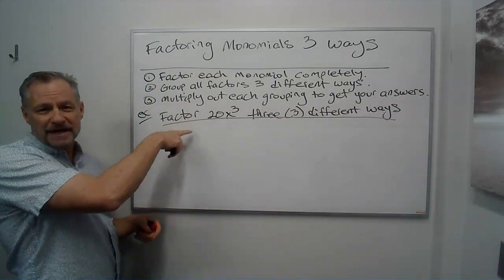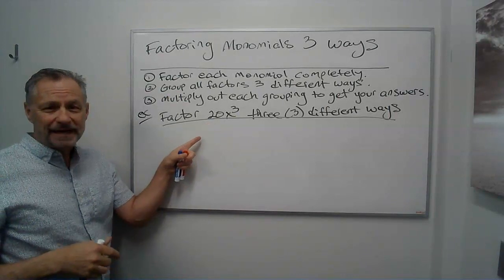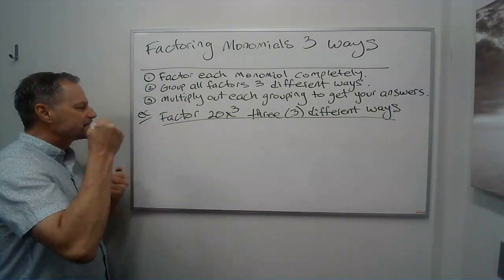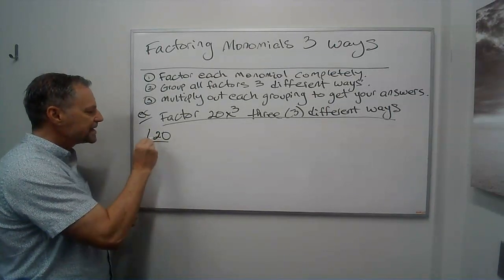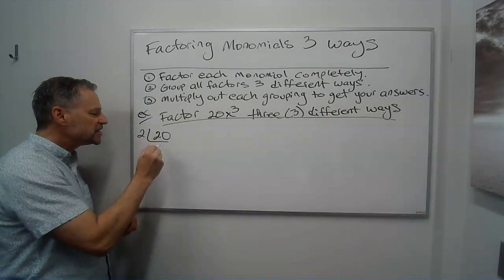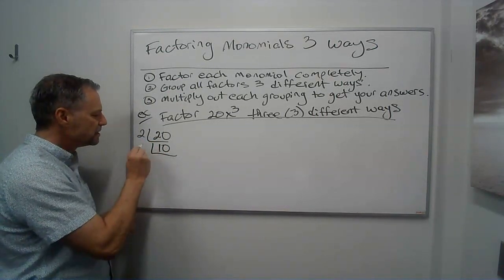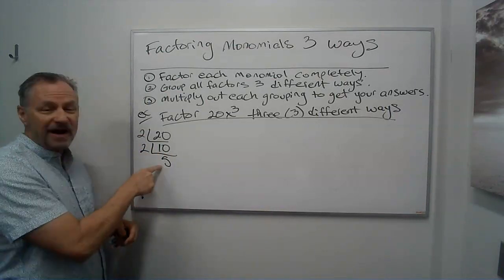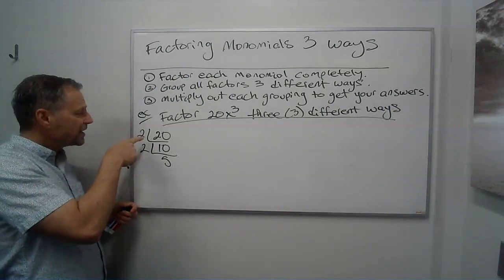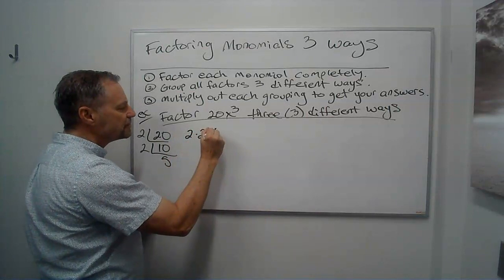I want to factor 20x to the third three different ways. The first thing I'm going to do is factor out 20. I've got a video where I show how to break these numbers down. So 20, 2 goes into 20. I'm looking for a prime number that goes in there. 2 goes into 20 10 times, and then another prime number, 2 goes into 10 5 times. 5's prime, so nothing goes into that other than 1 and itself. So this is fully broken down.